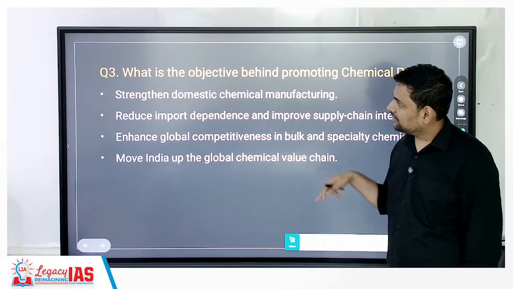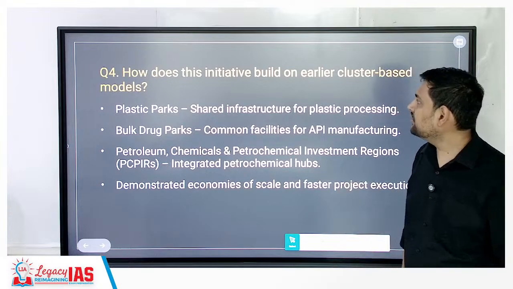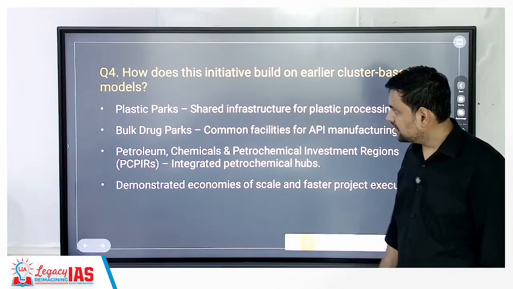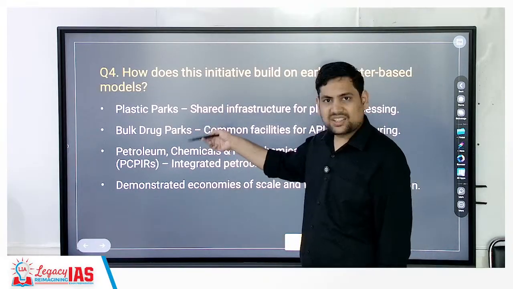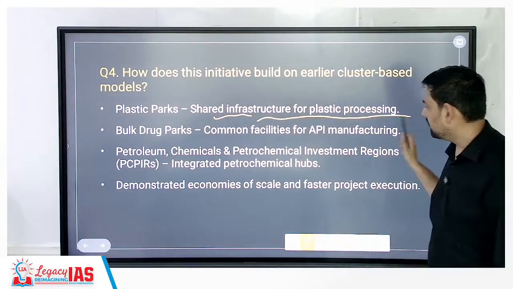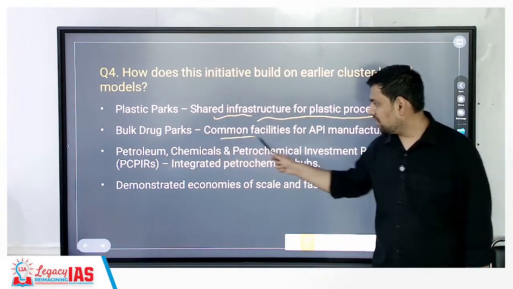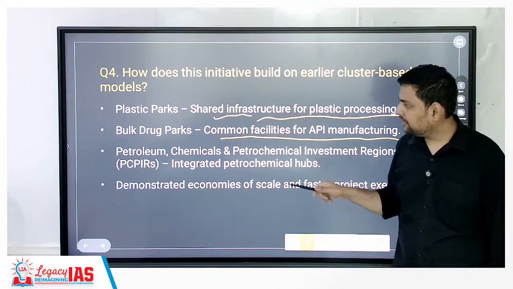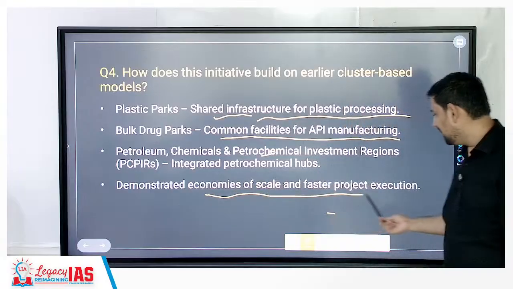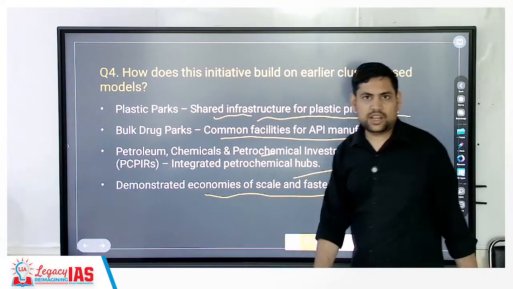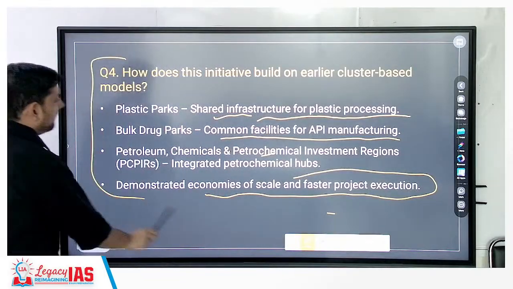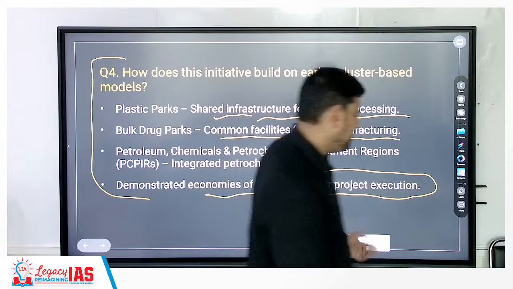So basically, how does this initiative build on earlier cluster based models? First is plastic parks. Earlier we used to have plastic parks, and we still have shared infrastructure for plastic processing. Same for bulk drugs, so common facilities for API manufacturing, and similarly for petroleum. This has demonstrated economies of scale and faster project execution. So in the past also we have seen that this has worked well, so that's why we are doing it for chemical parks also.